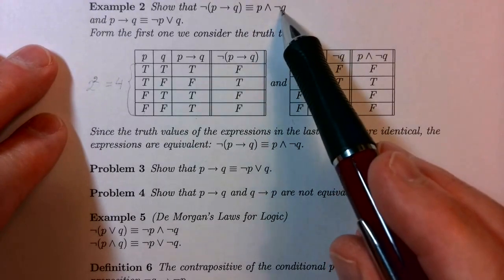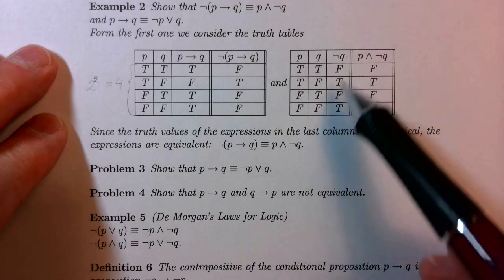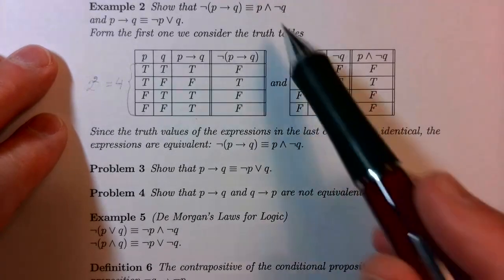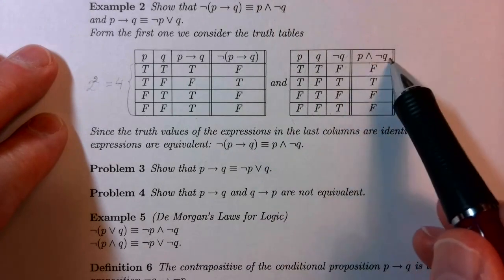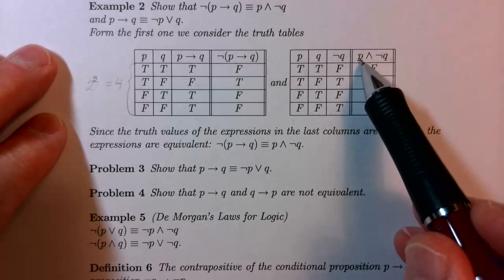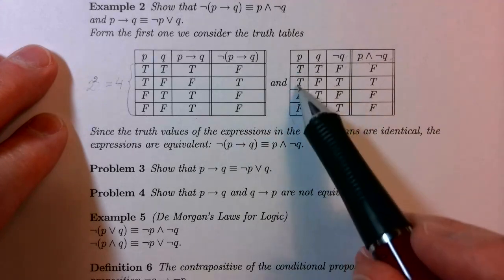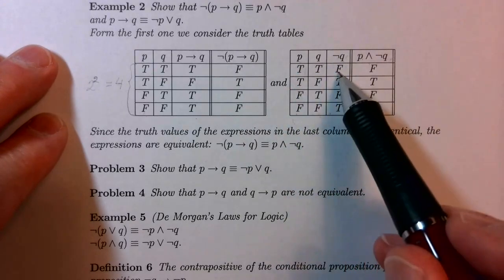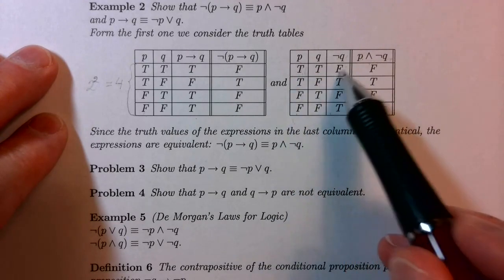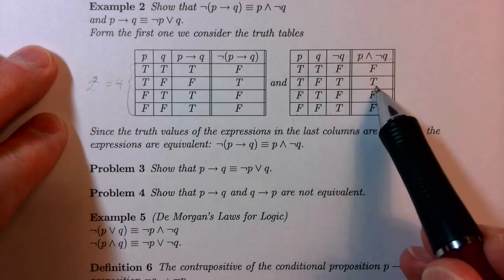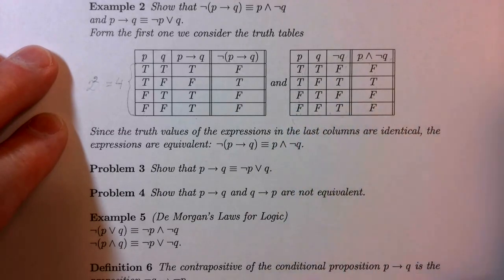Then we have not Q first. The negation of Q is here. And then we can write a column for the right-hand side. Conjunction of P, so this column, and not Q, this column. True and false is false, true and true is true, false and false is false, false and true is false.